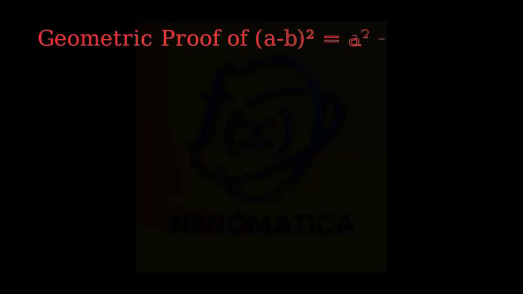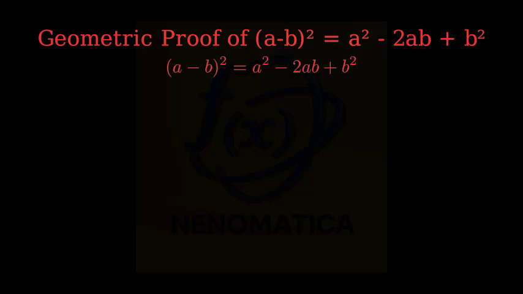Welcome to this math video. Today, we're going to prove the identity for the square of the difference of two terms using a geometric approach. This is the formula. a minus b squared equals a squared minus 2ab plus b squared.